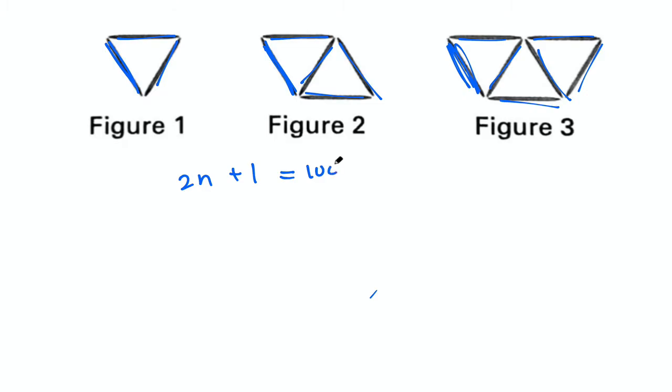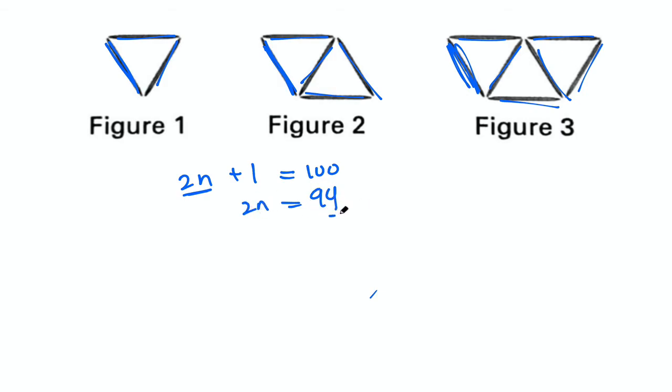So if we have then 100 toothpicks, what would be the figure number? Okay, so in this case, a number plus 1 is 100. So that number has to be 99. Okay, I know that if I multiply 2 by a number, I need to get 99.